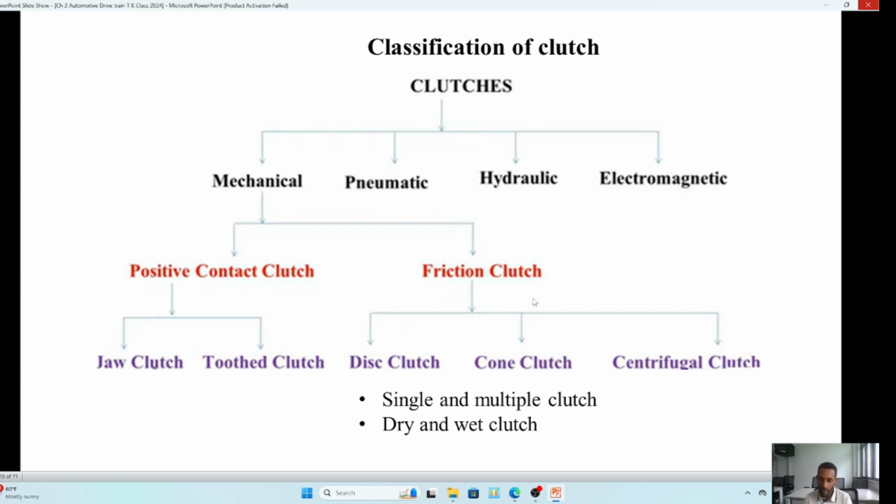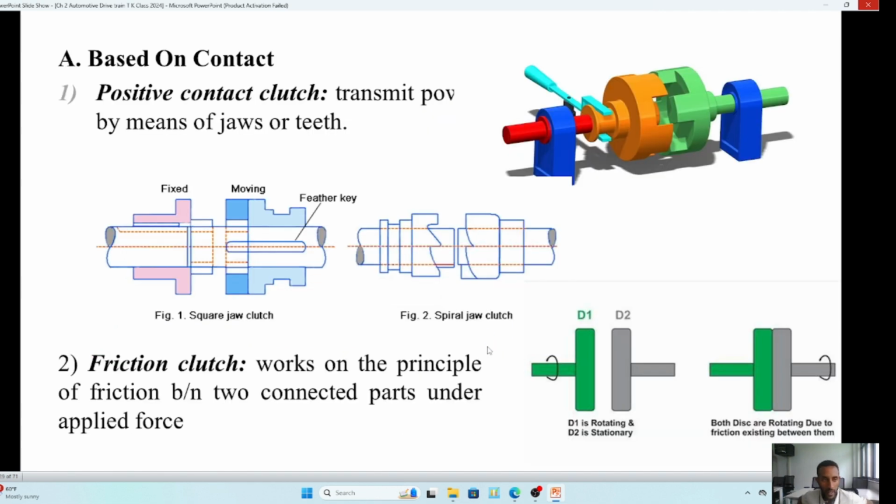And the frictional clutch has disc type, cone type, and centrifugal type. Again, the disc type is classified into two, single and multiple clutch, and sometimes they can work on dry and wet frictional surfaces. Let's see one by one. Based on the contact, we call it the positive contact clutch.